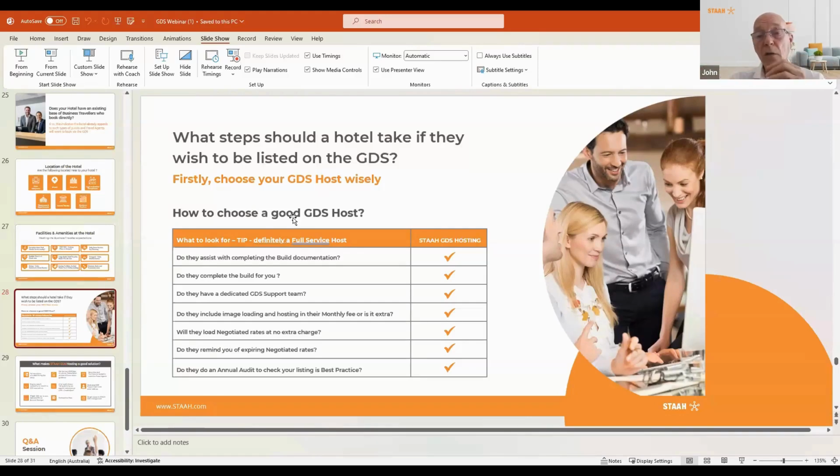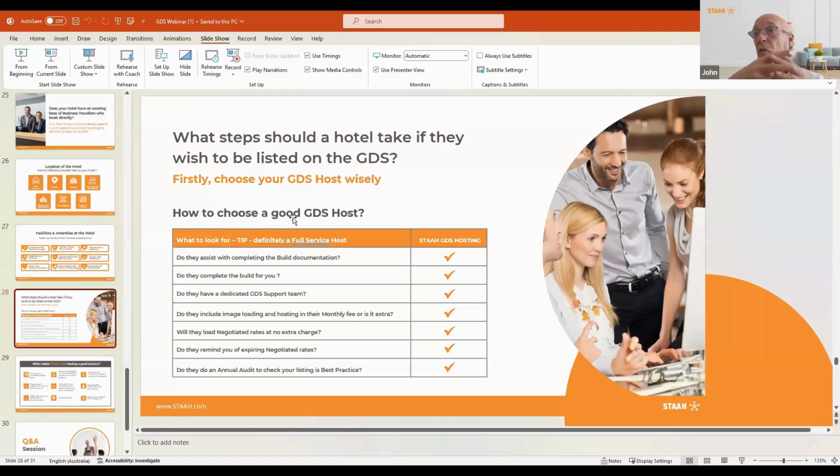Some GDS hosts charge extra for loading and hosting images. We do not. Will they load negotiated rates at no extra charge? A good host will do that, and STAAH GDS definitely offers that. Do they remind you of expiring negotiated rates? We are cautious about commenting on our competitors. All I can assure our clients is they all receive an email a month in advance of the expiry date of any negotiated rates.